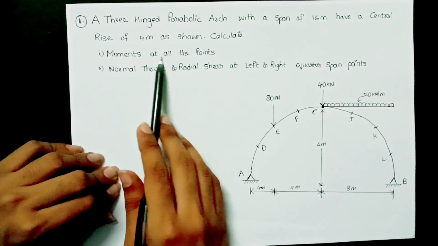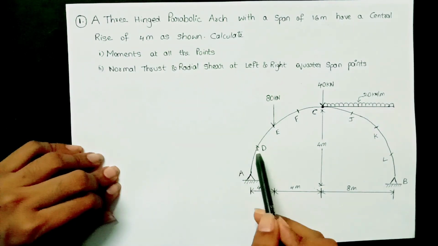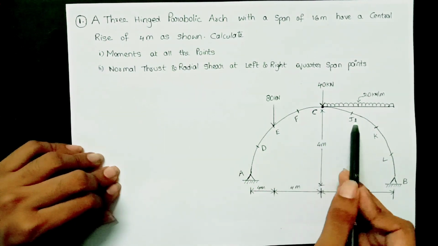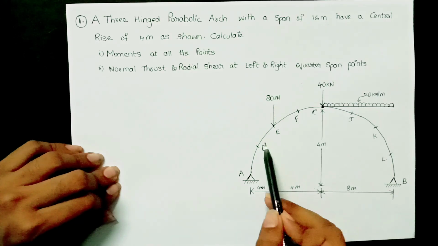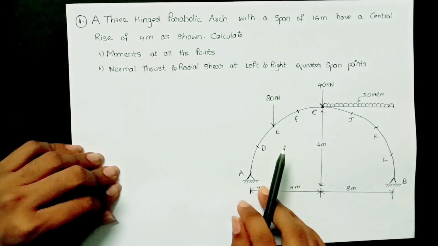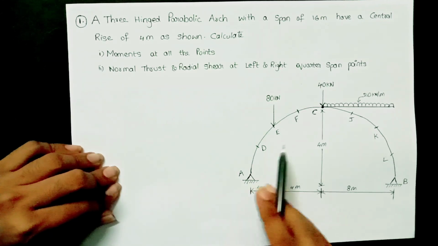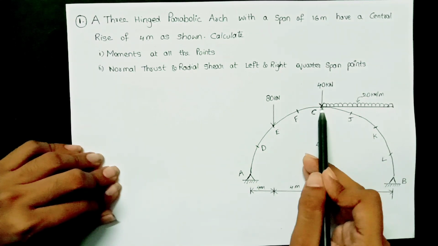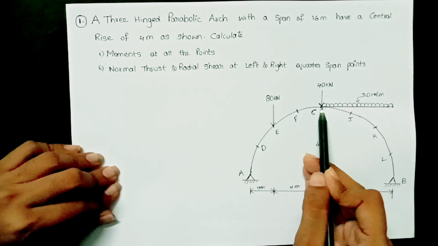Calculate the moment at all the points. That means moment at D, E, F, J, K and L. So these are the points at which we have to calculate the moment. We have the third hinged support at C. The moment at C will be 0 because it is a hinged support.